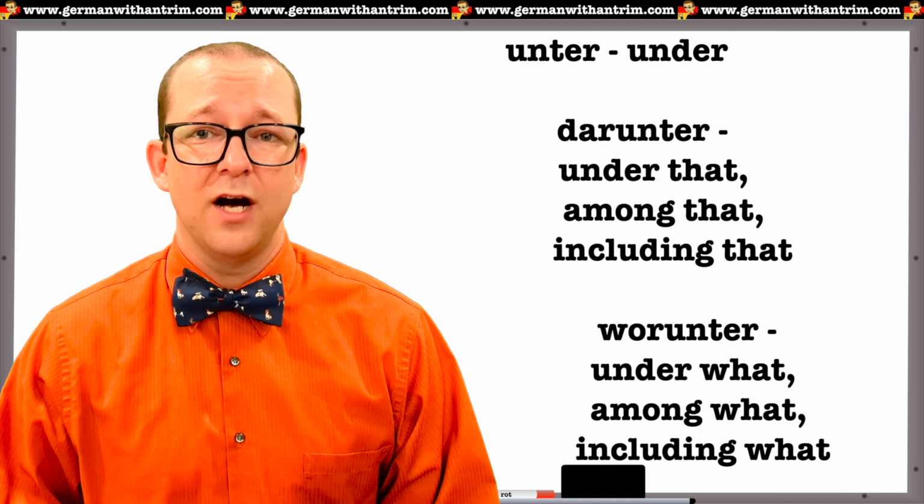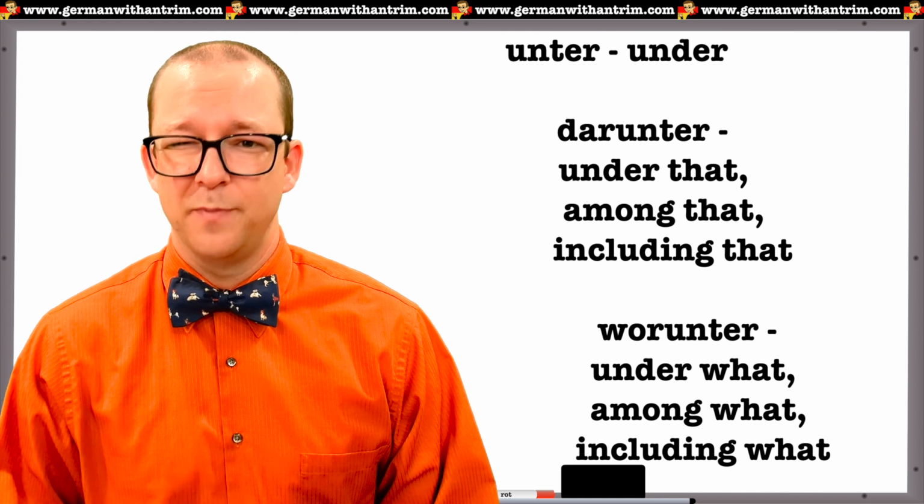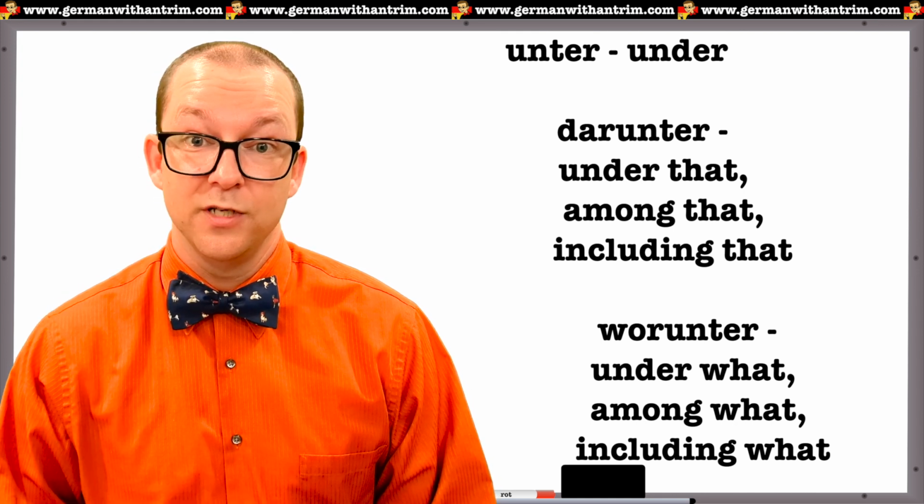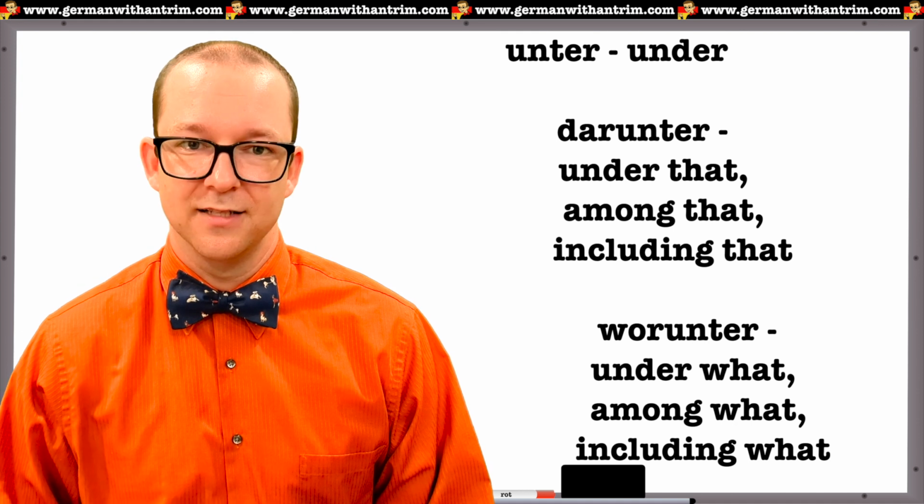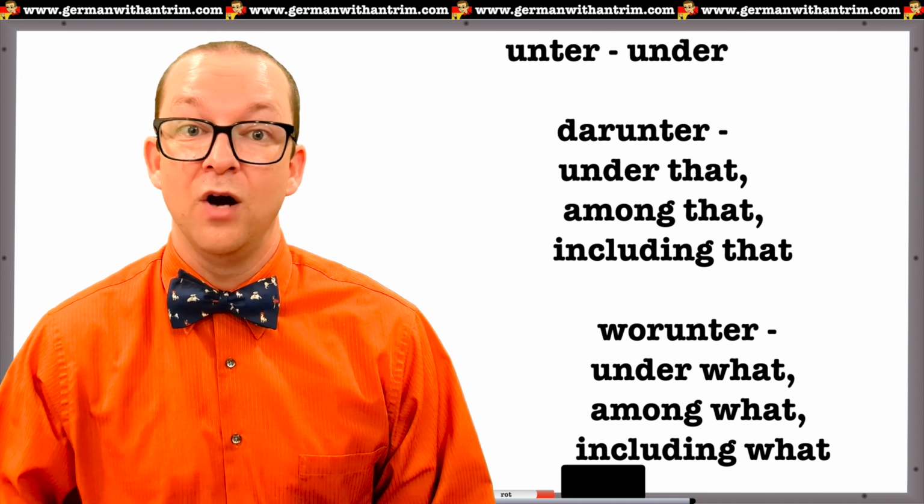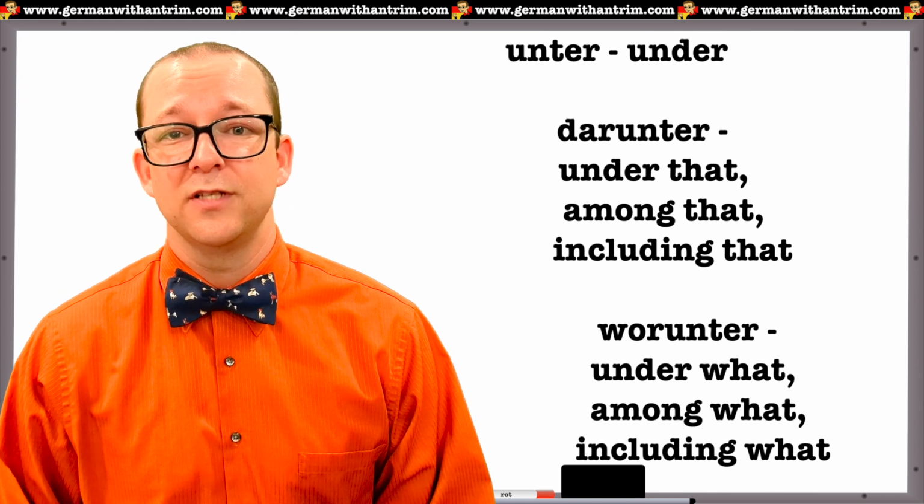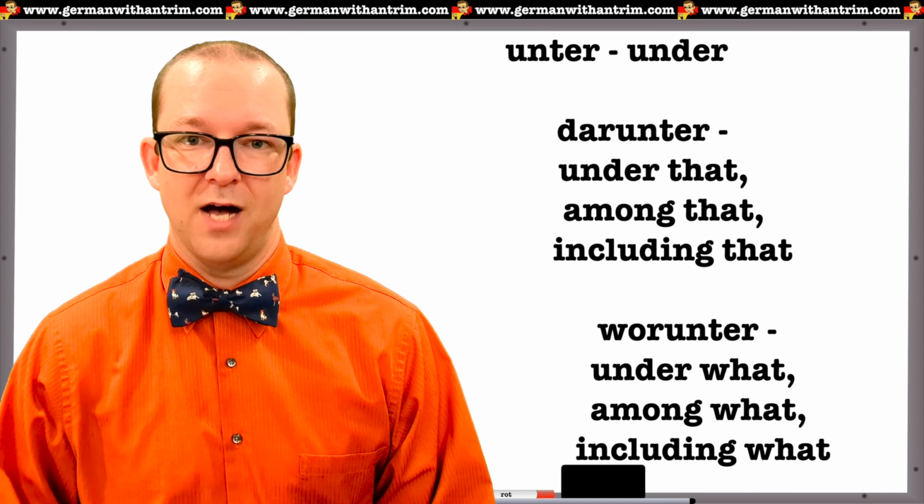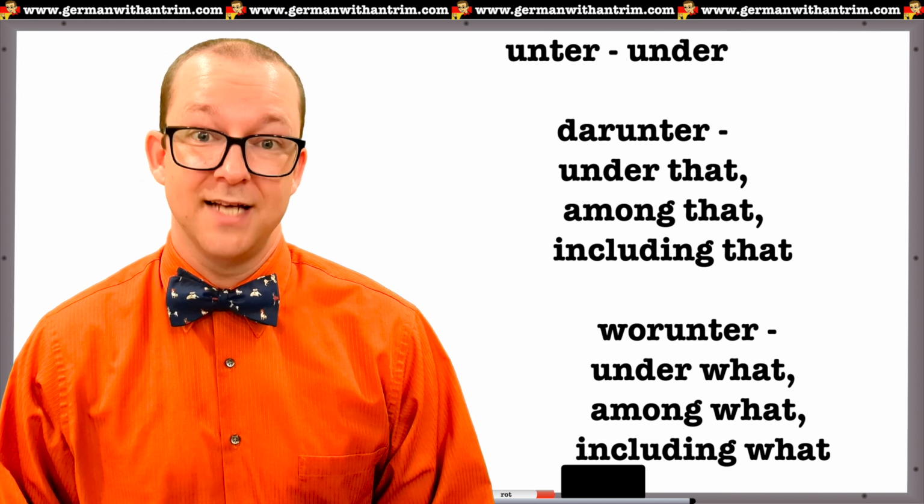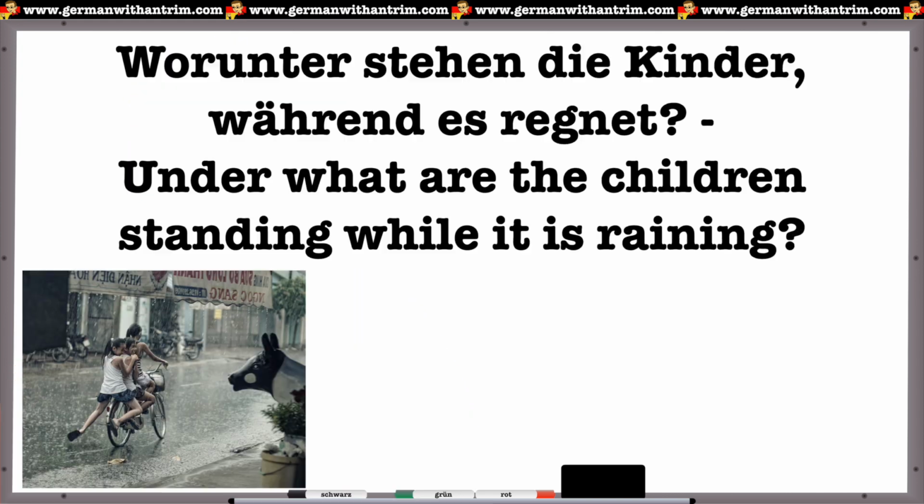The da and wo compounds for unter are a strange pair. The da compound darunter is rarely used in the literal sense. It usually means something like among that or including. The literal usage is possible, but the use as including is much more popular. Here are a few examples of darunter and worunter.